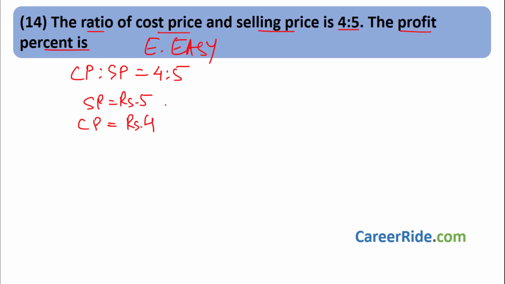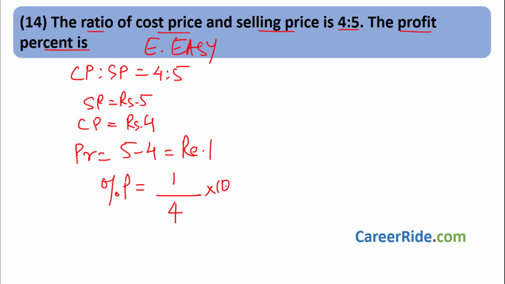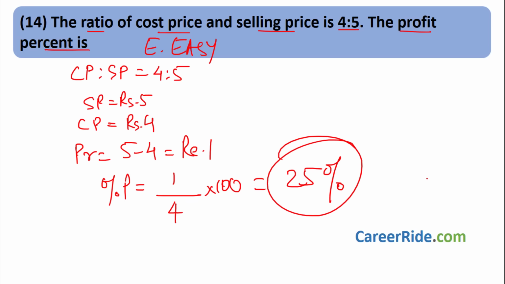Okay, these are not actual values, we are assuming. The ratio of cost price to selling price is 4:5. If the selling price is 5, the cost price is 4, then what will be the profit? Selling price minus cost price is 5 minus 4, equal to rupee 1. Percentage profit is profit in rupees divided by cost price, that is 1 by 4 into 100, which would be 25%. This is the answer. Going to the next question.